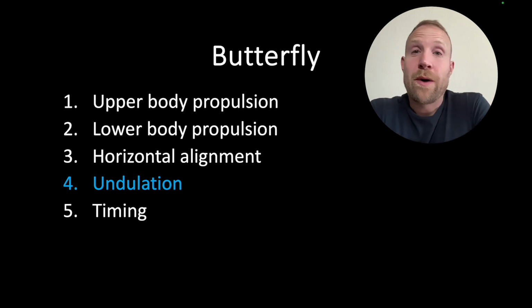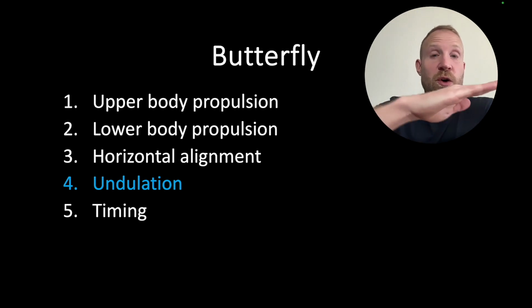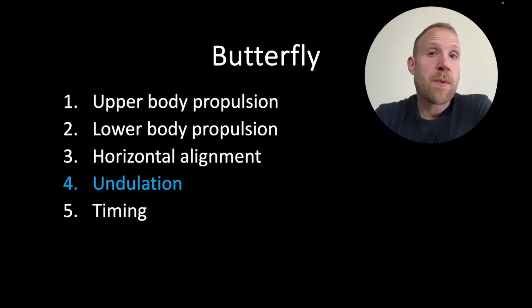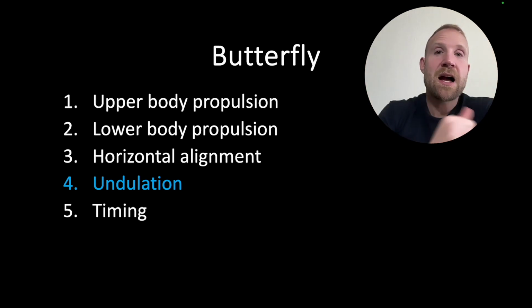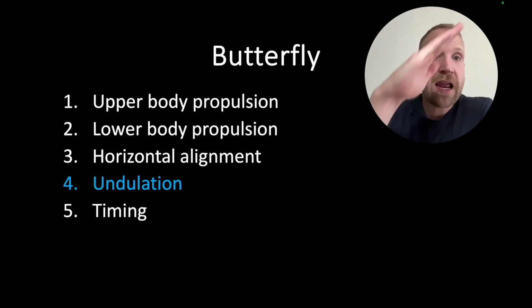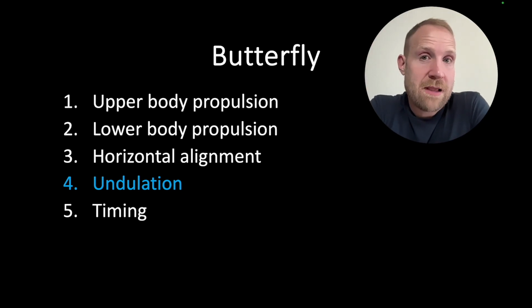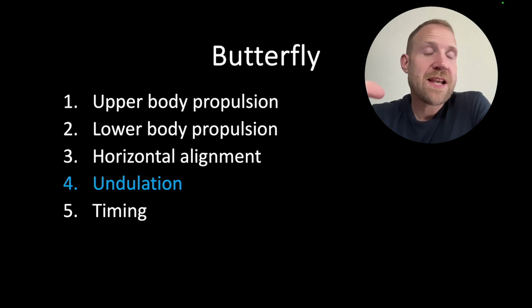And of course, what happens with the head and the chest is necessarily going to affect what happens with the hips. So when the upper body goes up, the hips go down, and then that reverses. When the upper body comes back down, the hips come back up. So now we have a wave of undulation traveling through the body. So whenever it gets confusing as to what's happening, remember that undulation has to happen so that the arms can be recovered over the water.